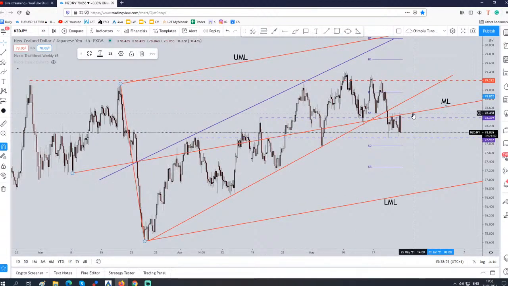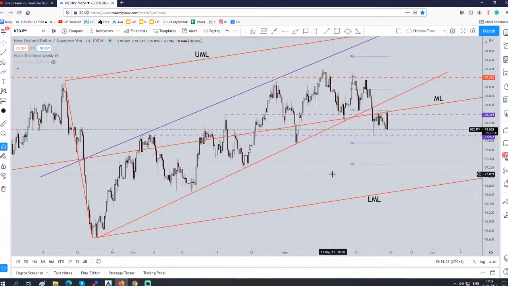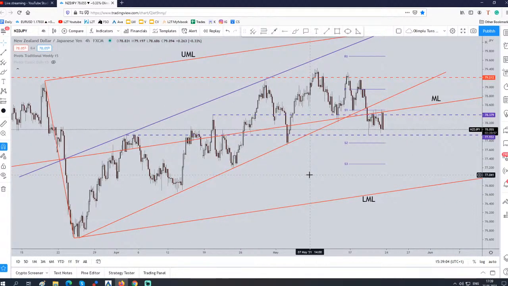So a potential valid breakdown here below 77.93 will maybe bring us a further drop in New Zealand dollar versus the Japanese yen. Right now we have a strong sell-off here, and this sell-off could still be invalidated. That's why I'm waiting for a confirmation for a valid breakdown, the price to close below this former low, to stabilize below it before dropping further.